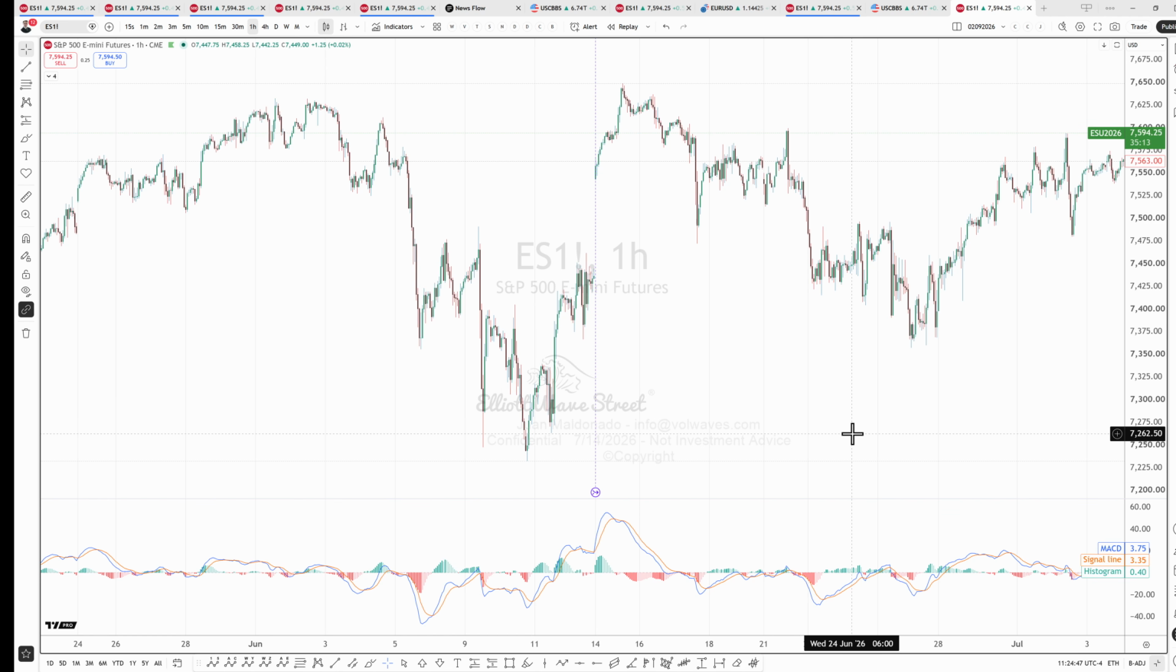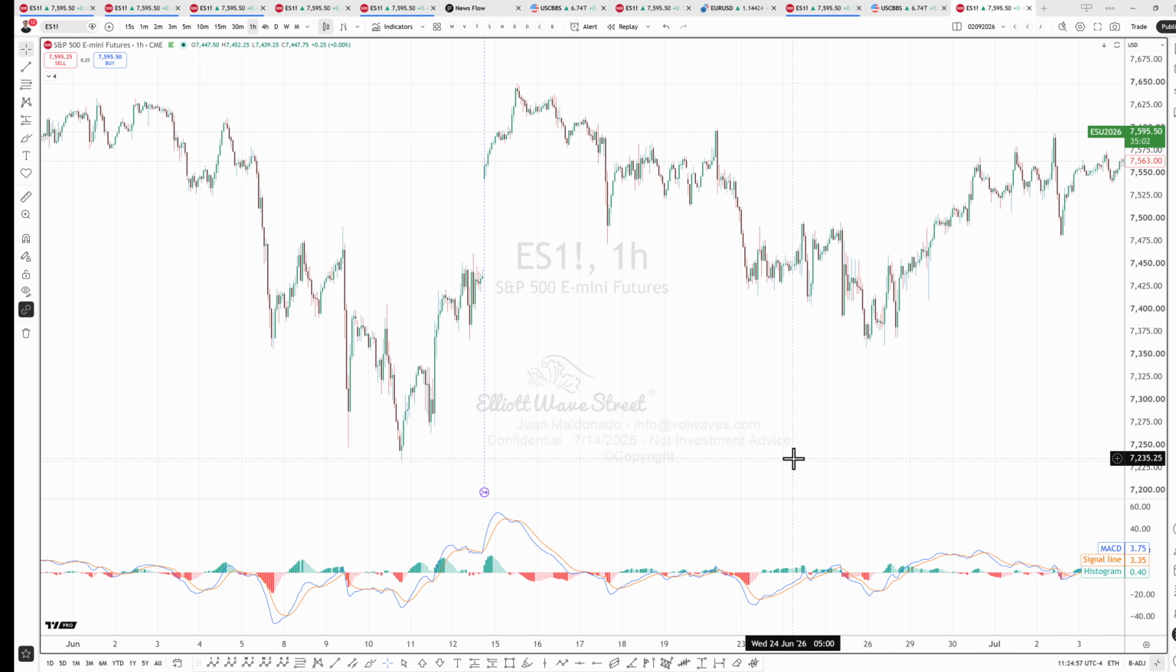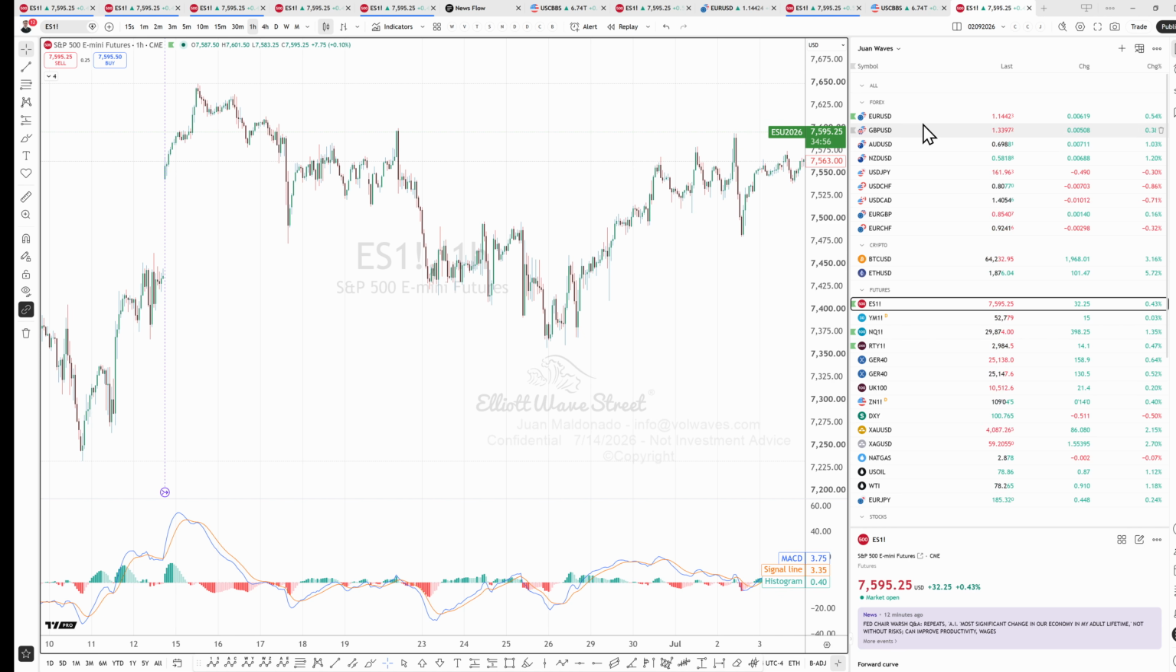So the MACD is quite powerful. Of course, it is not a complete trading system. You need to have other elements, but the MACD is a key element in the process to find the end of the waves. Let's have a look at other markets because this is going to work on any market.